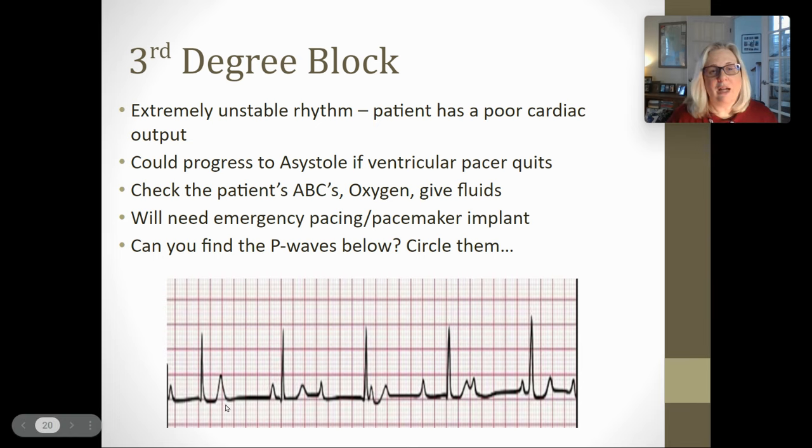And if you look down here, again, there's a P wave here and a P wave. They're all randomly placed. It looks very strange. Again, if your QRSs are going slow and you see a lot of extra P waves all randomly placed, this is a third degree.